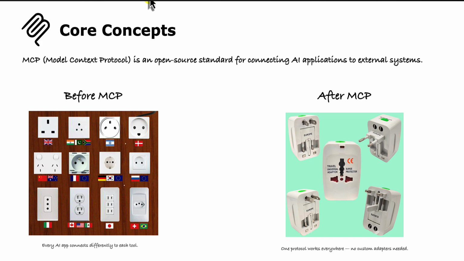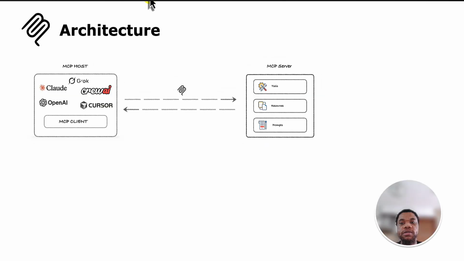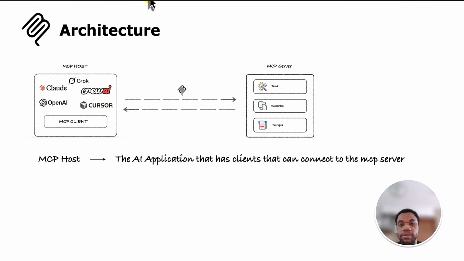So let's take a look at the basic architecture and the architectural components of the MCP. In MCP, we have the host, the client, and the server. The MCP host is the application that has clients that can connect to an MCP server. So you think of applications like ChatGPT, Claude, Claude Desktop, Cursor, VS Code, and even maybe a custom application that you have. Now, those applications have MCP clients. So they have an implementation for MCP clients that they use to connect to an MCP server.